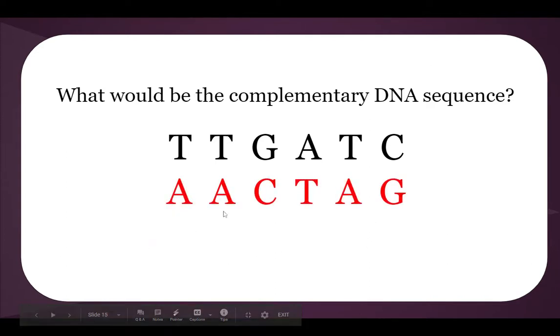Good, so hopefully you got this one, AACTAG. So again, that's that complementary pairing. When you see a sequence like this, it's the most shorthand version of the structure of DNA, because it's basically ignoring phosphates and sugars. But this is what you would have for your nitrogenous bases down the middle.